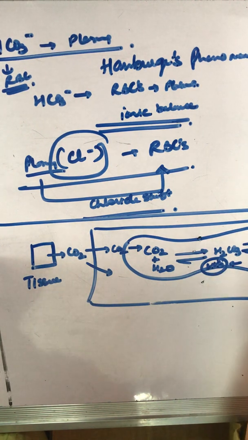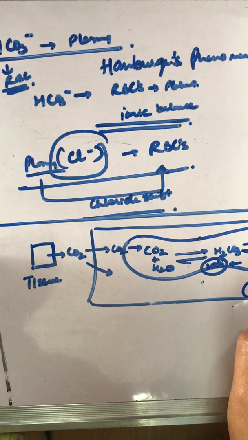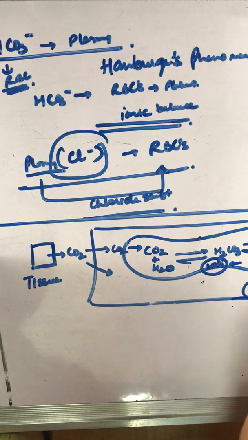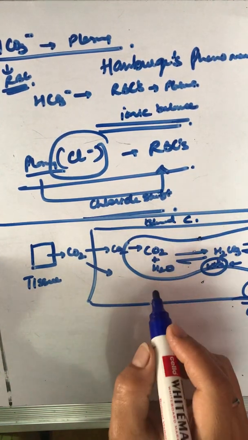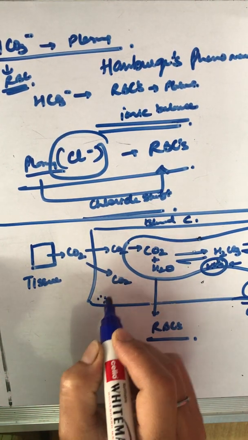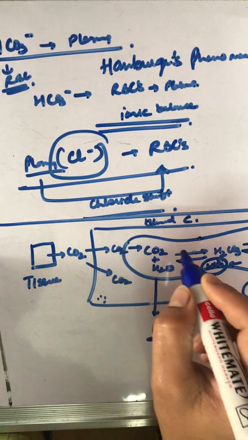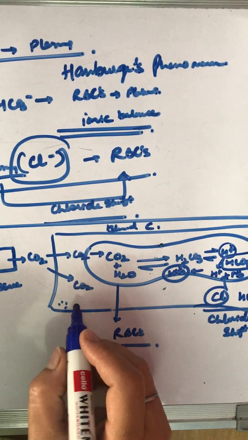And when this bicarbonate ion moves from RBCs to plasma, and chloride ions move from plasma to RBC, that will be our chloride shift. This is our blood capillary. This is our RBCs. And this is the plasma, all of this outside the convex shaped cell.